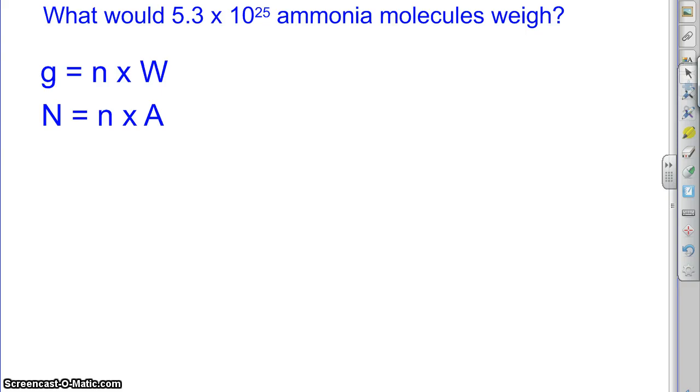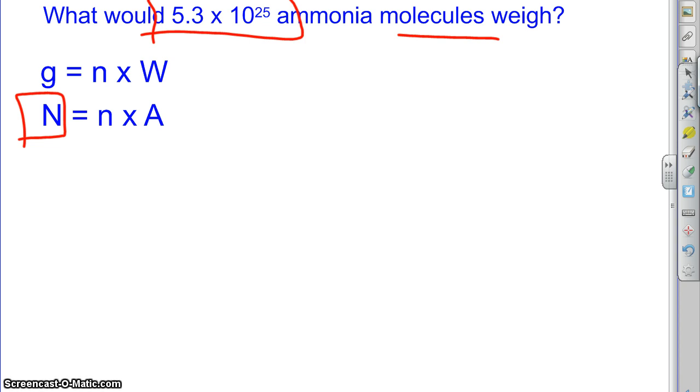Let's go to this one. What would 5.3 times 10 to the 25th ammonia molecules weigh? So, once again, we look through the problem to see what we know and what we want to know. I'll just go ahead and use red for the thing we know. So we know that is how many molecules we have, so we know that information.